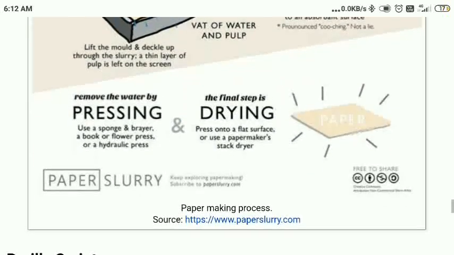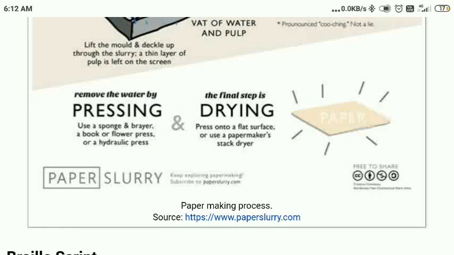Okay, so when they are left for drying, whatever water was present in the pulp gets out of it, and we get the dried sheet of paper. Okay, so this is a general method through which we can make paper.